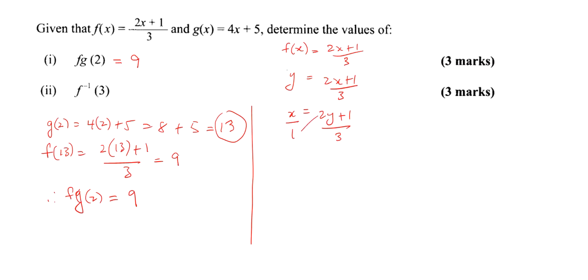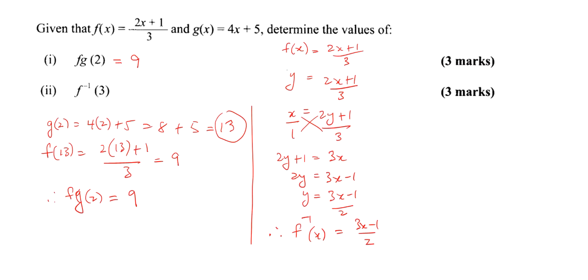So we're going to have to cross multiply here. So we end up with 2y plus 1 is equal to 3x. Therefore 2y is equal to 3x minus 1. Therefore y is equal to (3x minus 1) over 2. So therefore f inverse of x is equal to (3x minus 1) over 2.